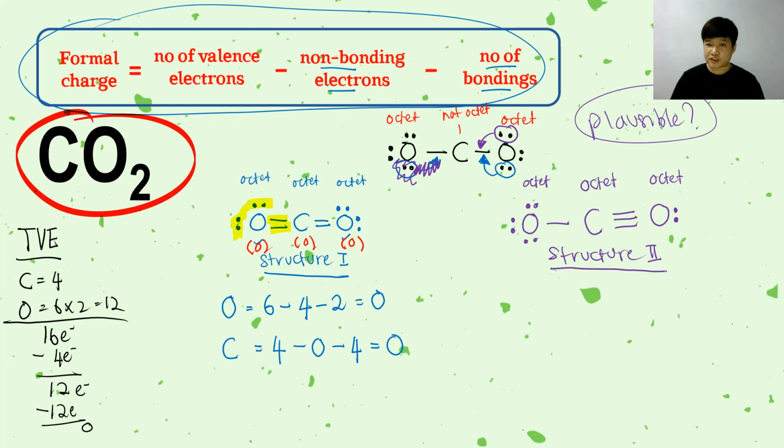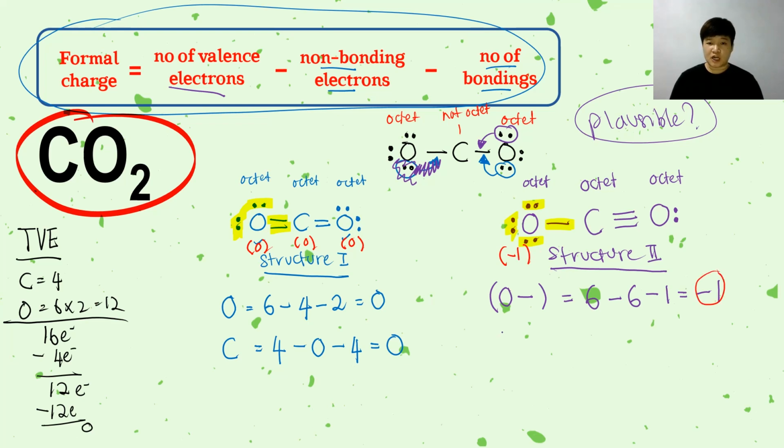While for the second structure, we have 2 different oxygens, so we need to calculate the formal charge for both oxygens. So the oxygen with the single bond will equal the number of valence electrons, 6, minus the non-bonding electrons over here, which is 6, minus the number of bonding. So this oxygen has 1 bond, minus 1. So 6 minus 6 minus 1, you will then have negative 1 for this oxygen. So the formal charge of this oxygen will be negative 1.